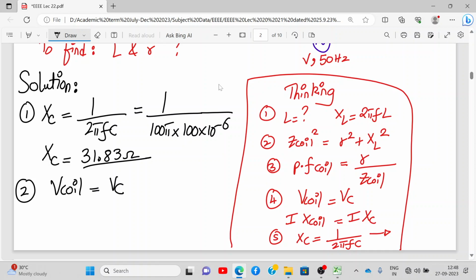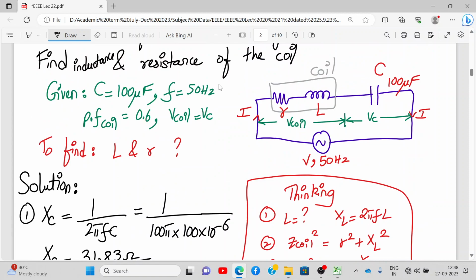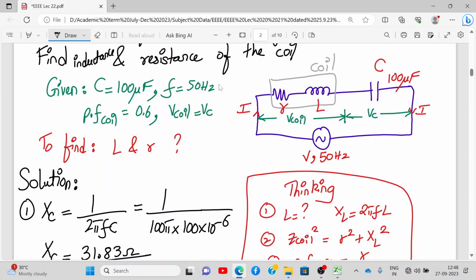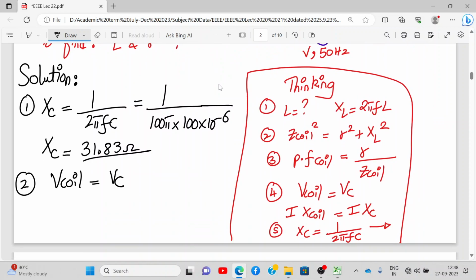So what is V coil? Over here in the diagram, voltage across the impedance is what? V coil is I into Z coil basically. And here VC is I into XC. Yes or no? Yeah, you're following? Okay. So let's proceed further.